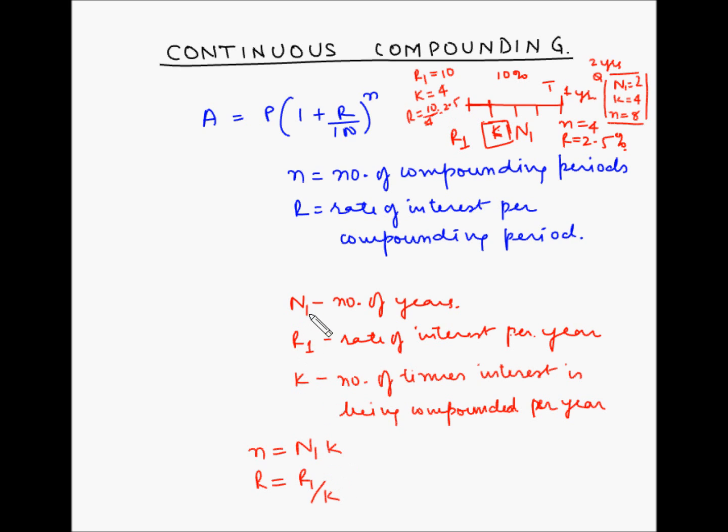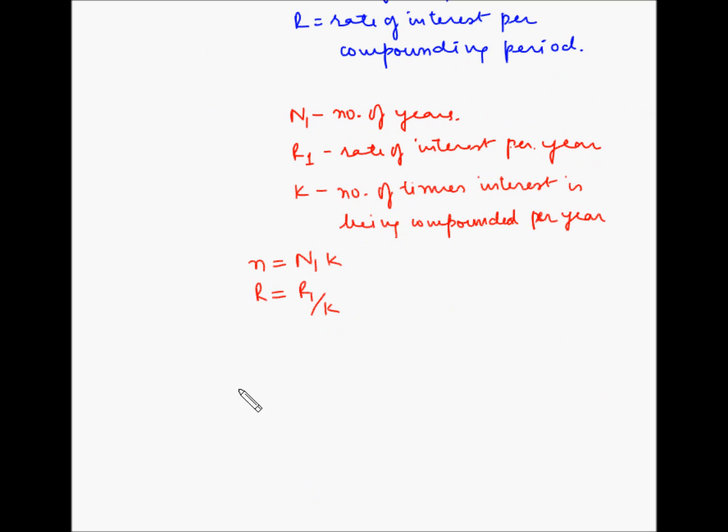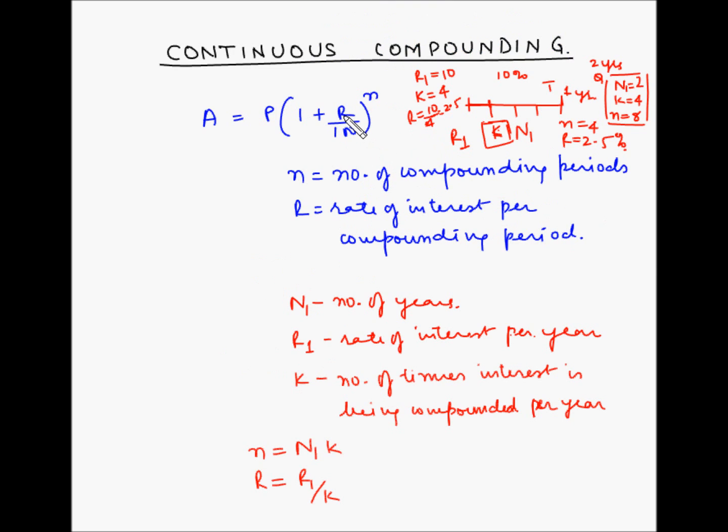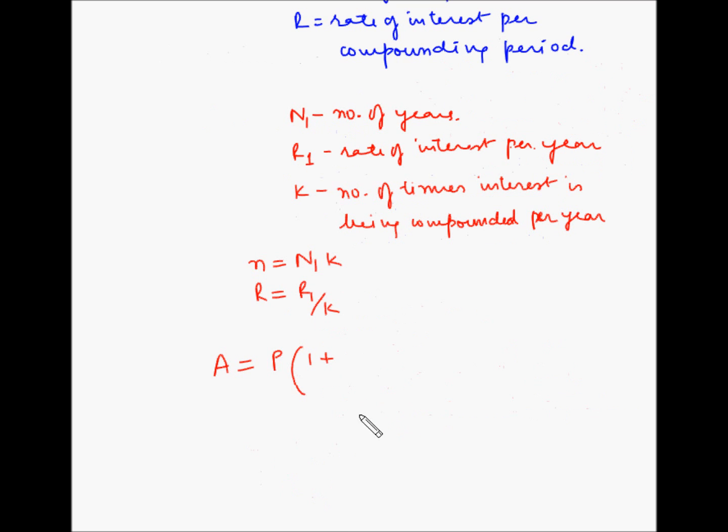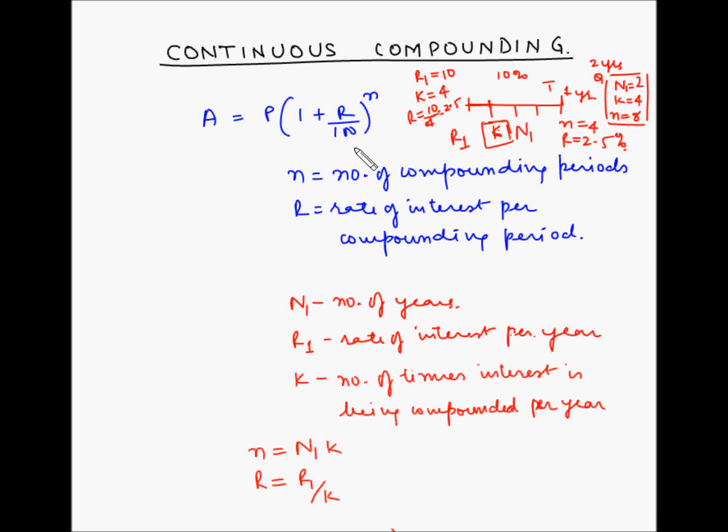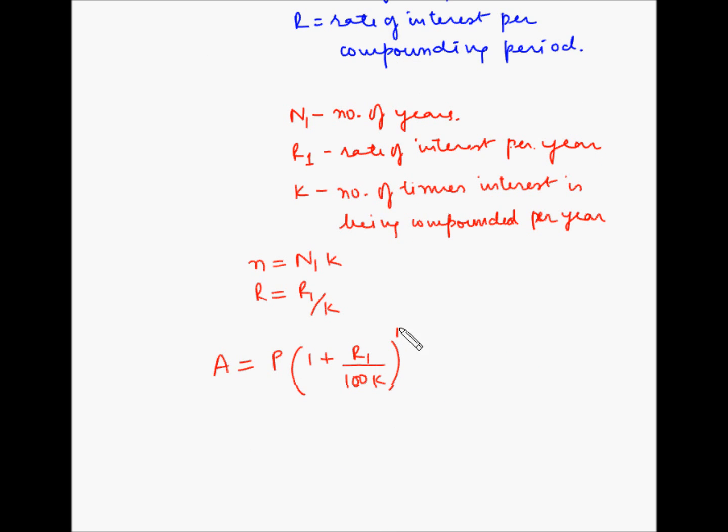So with using N1, R1 and K, the formula for compound interest amount becomes P multiplied by 1 plus, so R will be replaced by R1 divided by K. So R1 divided by 100 multiplied by K, and to the power of small n becomes N1 multiplied by K. So this becomes N1 multiplied by K.